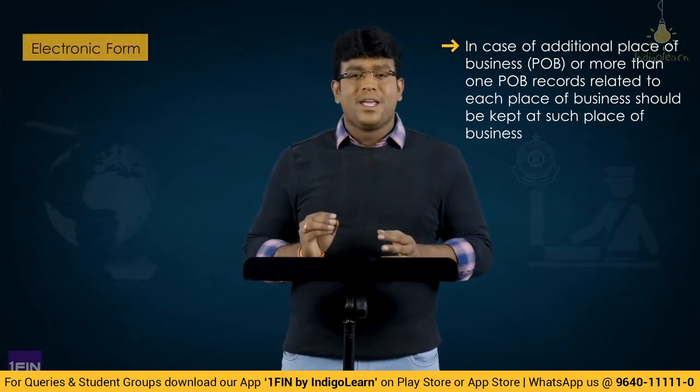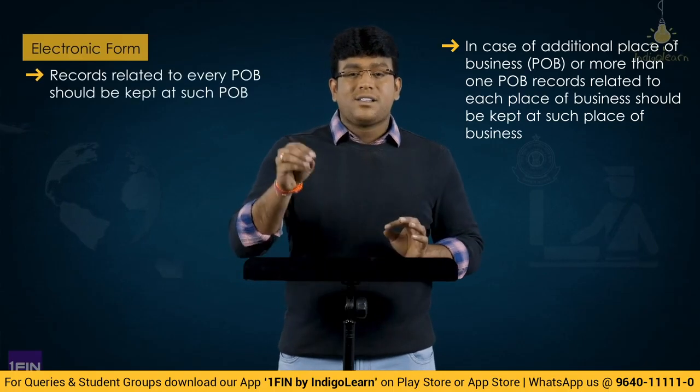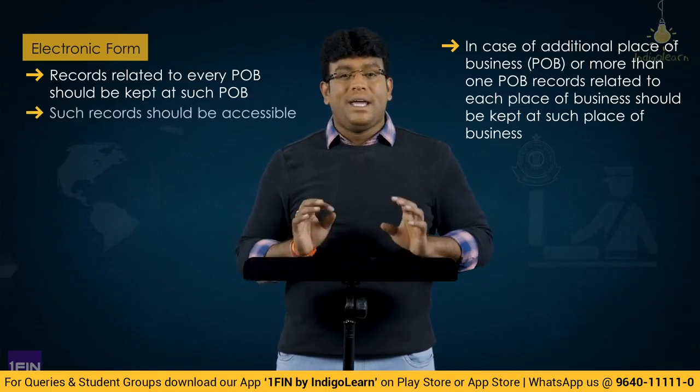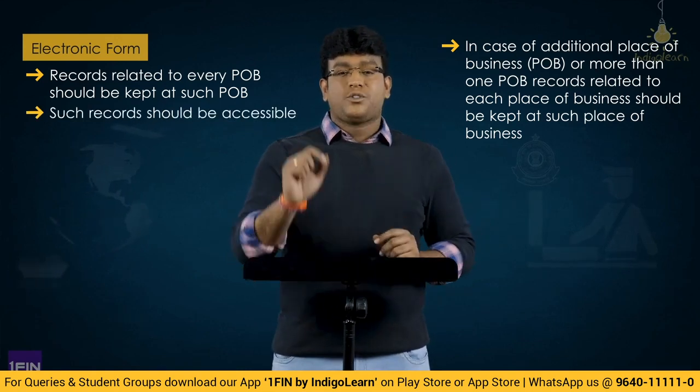Now one doubt you may have is: sir, sometime back you told us that where there is an additional place of business or more than one place of business, records related to each place of business should be kept at such place of business only. Now when you are maintaining records in electronic form, how is it possible, sir? For that reason, the language given in the law is that where the records are maintained in physical form, records related to every place of business shall be kept at such place of business. However, if records are maintained in electronic form, then at every place of business, those records should be accessible. That means at that place of business, you should be in a position to sit and access that electronic record.